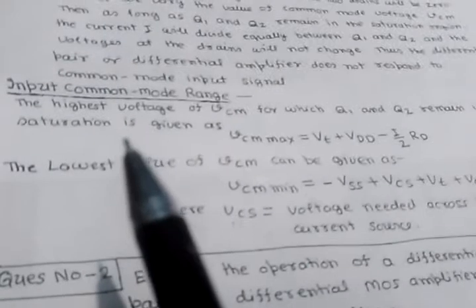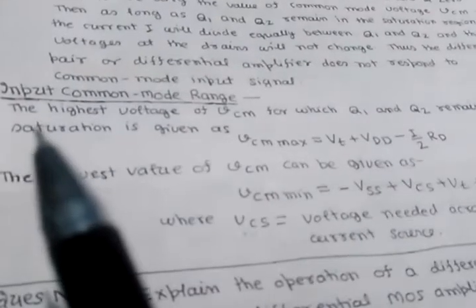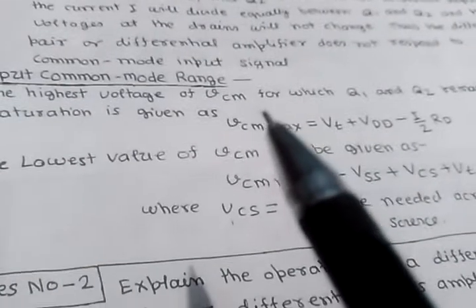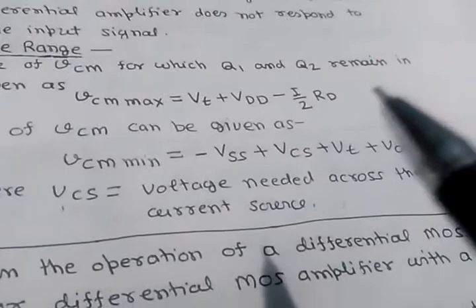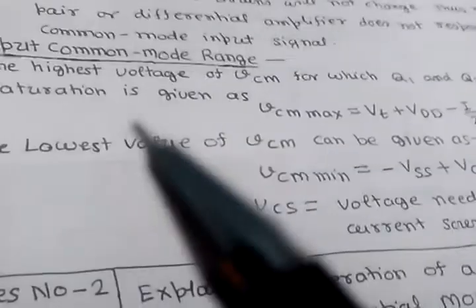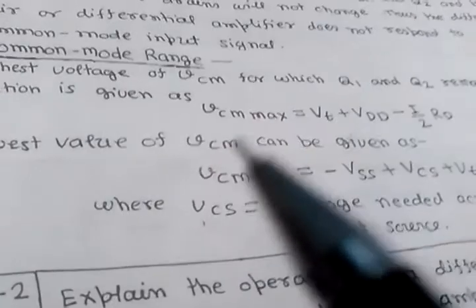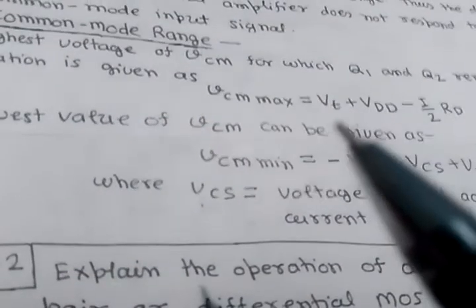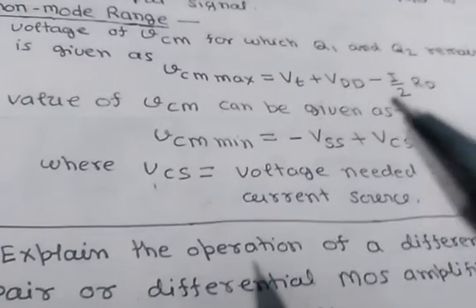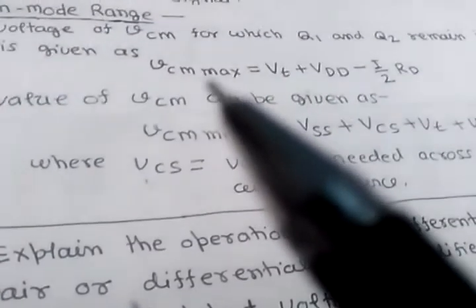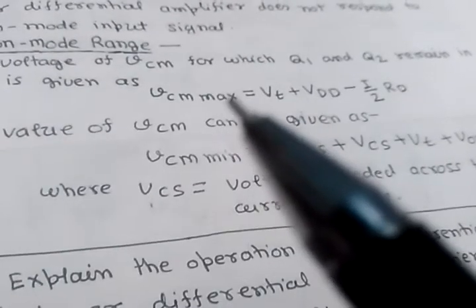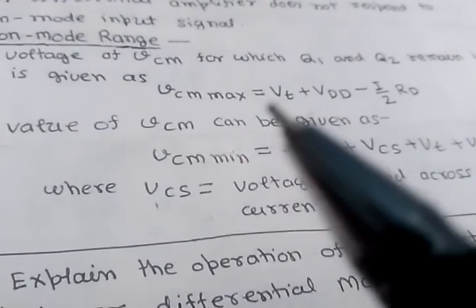This range can be given as the highest value of VCM, common mode signal, for which Q1 and Q2 remains in saturation, is given as VCM maximum equals VT plus VDD minus I by 2 RD. VCM maximum is the highest value for which the Q1 and Q2 will work in saturation region.